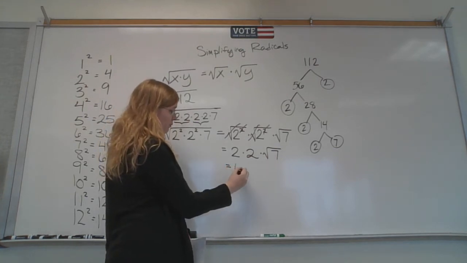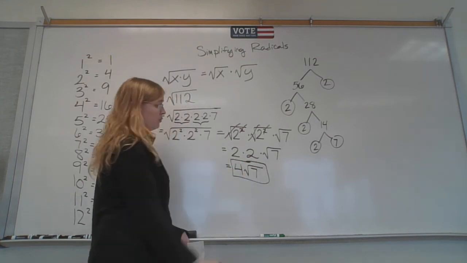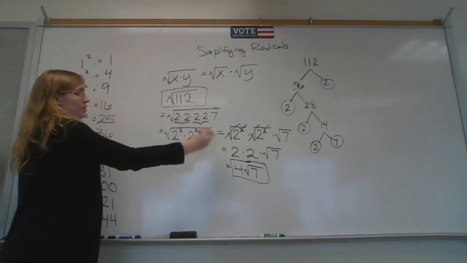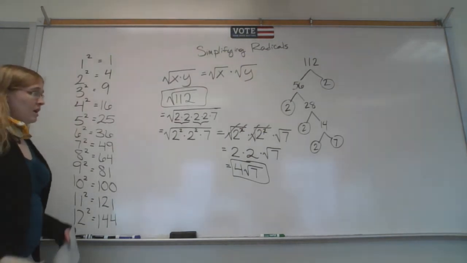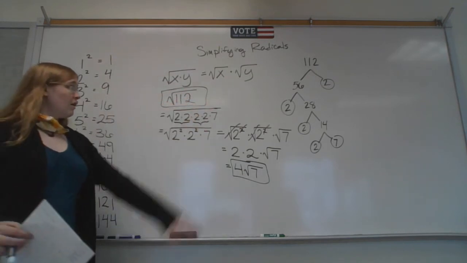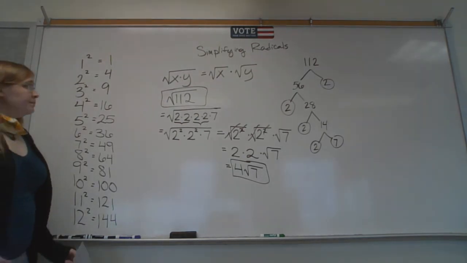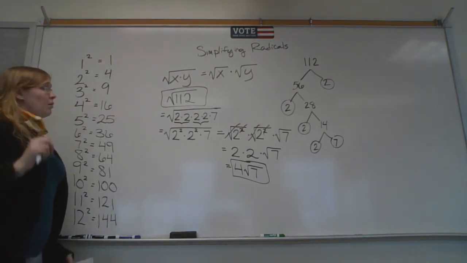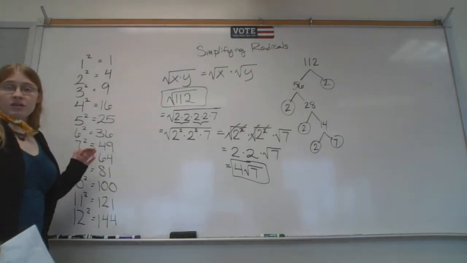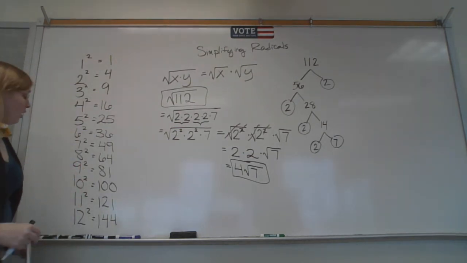2 times 2 is 4. So we have 4 root 7 as our simplified radical. Square root of 112 is the same as 4 root 7. Now this is kind of a long way of doing it. If you know your perfect squares, if you know how to factor quickly, then you can do this kind of stuff in your head. But I do it this long methodical way so that those who aren't already fluent in their times tables can see that they can do it too. Okay.